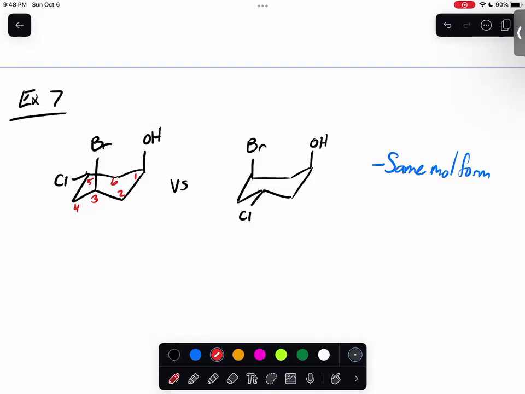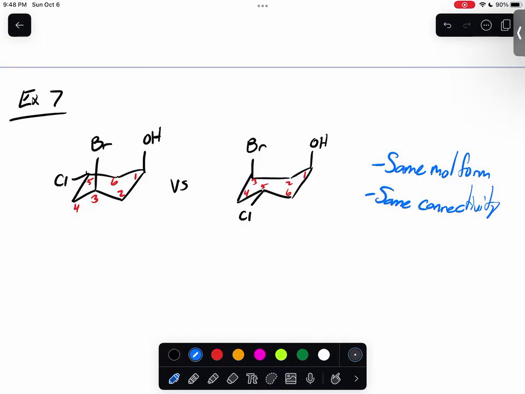Can we number the other one in the same way? Yep, there's 1, 2, 3, 4, 5, and 6, where the bromine's off carbon 3, chlorine's off carbon 5. So that is same molecular formula, same connectivity. And just from first glance, I see the OH and the bromine are up in both and the chlorine's down. Therefore, these must be the same, right? That's not exactly the case, though.